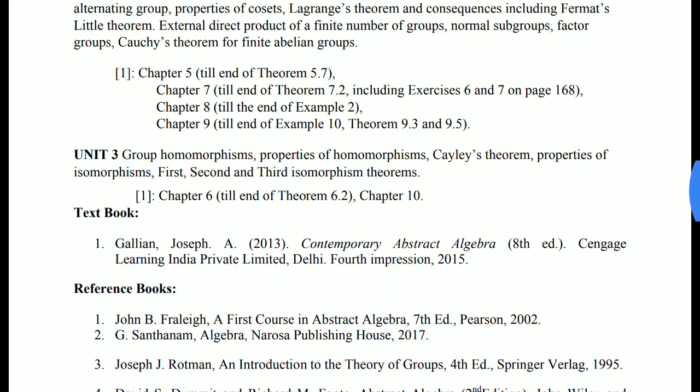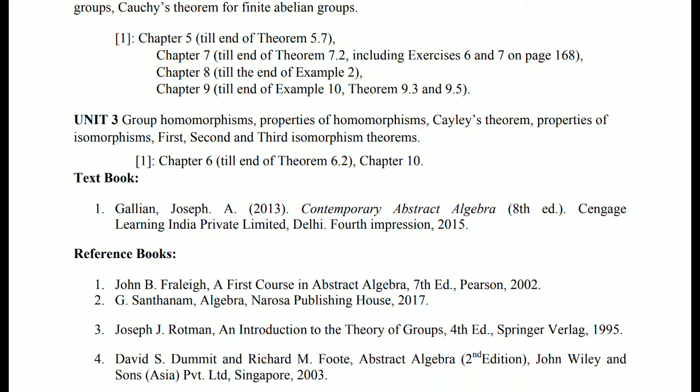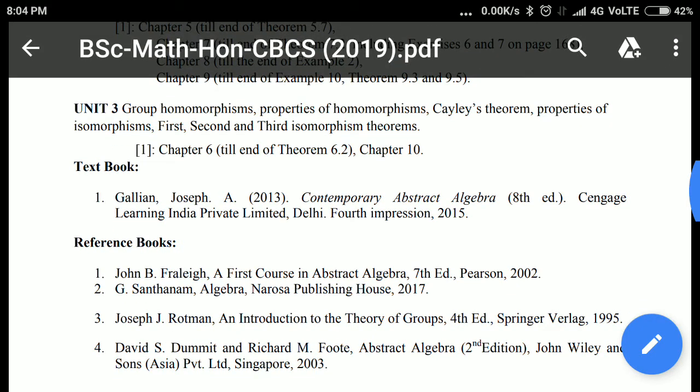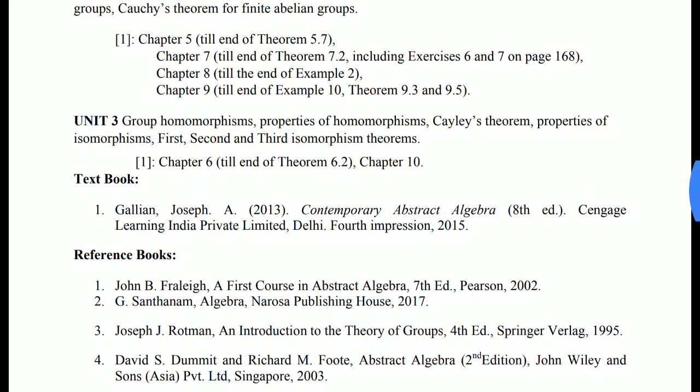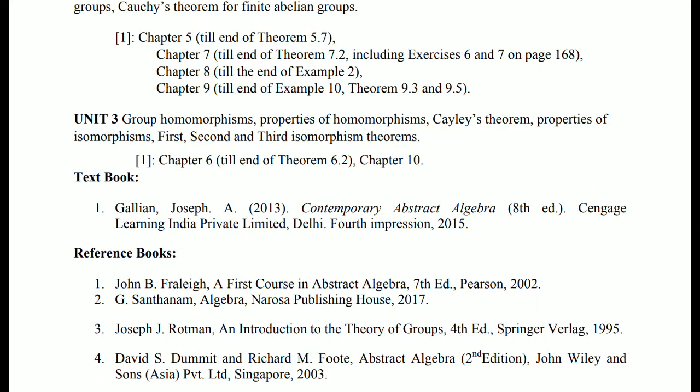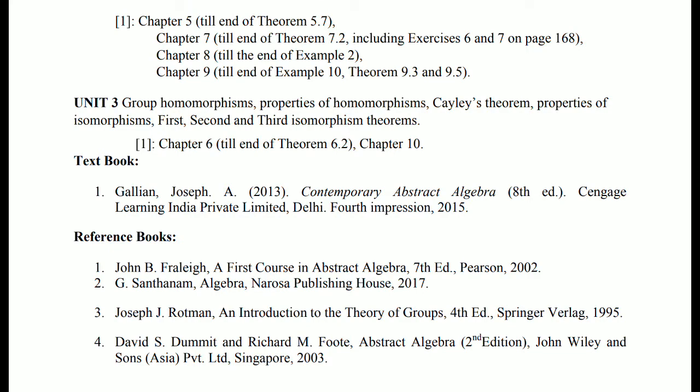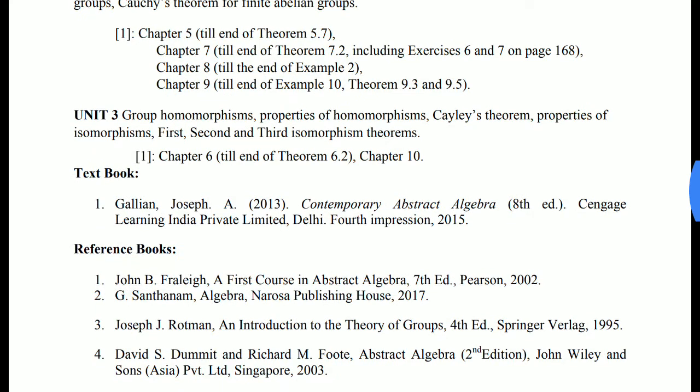Here the book 1, that means textbook 1, is Gallian, Joseph A., 2013, Contemporary Abstract Algebra, 8th edition, Cengage Learning India Private Limited, Delhi, 4th impression 2015.